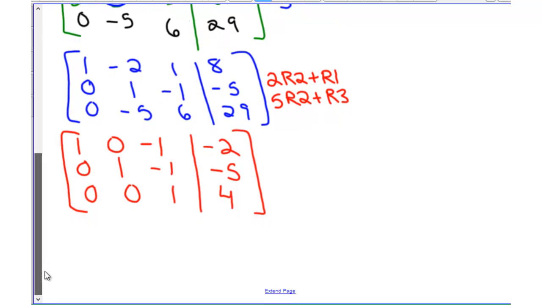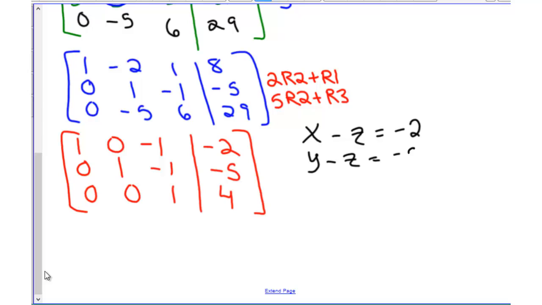And actually, it would be kind of nice if we did row echelon form, right? Because now we're done. We got this 1 here. Technically it is in row echelon form, even though I went a little extra and got a 0 up here. You could stop here and say x minus z equals -2. In fact, let's do that. This is x, no y, minus z equals -2. y minus z equals -5. And z equals 4. So you know what z is, you just plug it back into these other two equations and you get x and y.